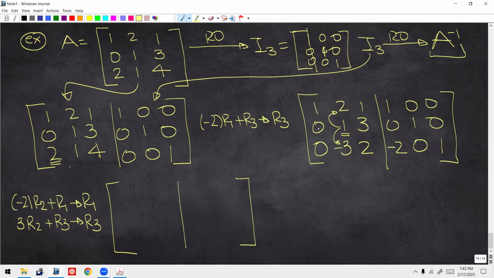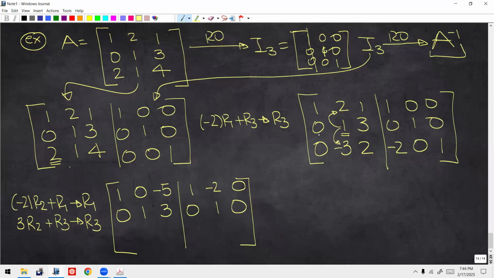So 0 times something is 0, add that to 1, just gives us a 1. 1 times -2 is -2 plus 2 is 0. 3 times -2 is -6. -6 plus 1 is -5. 0 times something is 0, so 1 times -2 is -2 plus 0 is -2. The second row stays the same because we didn't change that.